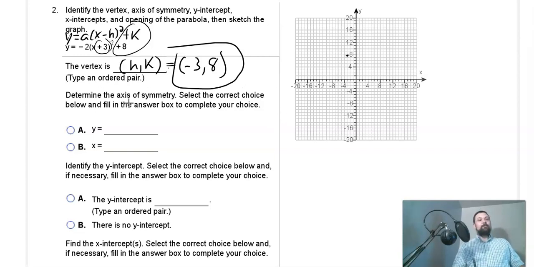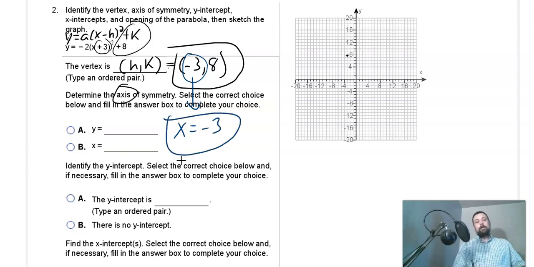Now that's the vertex. The next part is the axis of symmetry, which is super duper easy. Now on Canvas, you won't be given these two options. You just need to know how to describe the axis of symmetry. It's whatever the x-coordinate of the vertex is, it's just x equals that number. It's always x equals whatever. So here they give you the option of x equals or y equals, and sometimes I'll get students picking y equals, but it's never that one. The axis of symmetry is always x equals the x-coordinate of the vertex.